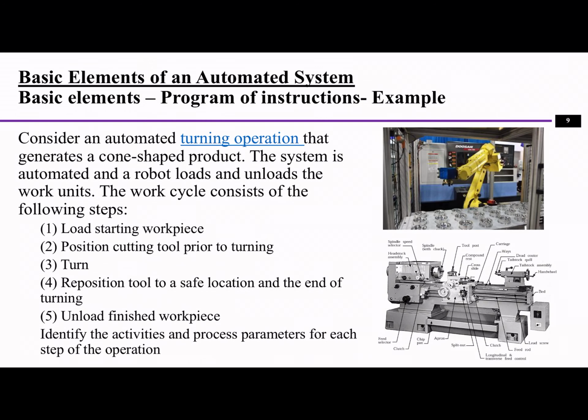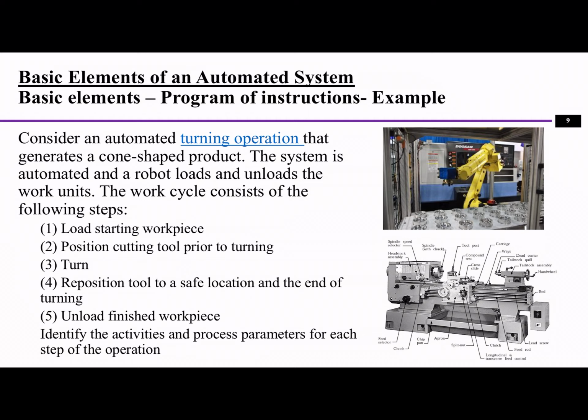And now let's look at one example about it. So consider an automated turning operation that generates a cone-shaped product. So the system is automated, and also a robot loads and unloads the work unit. And the work cycle consists of the following steps.